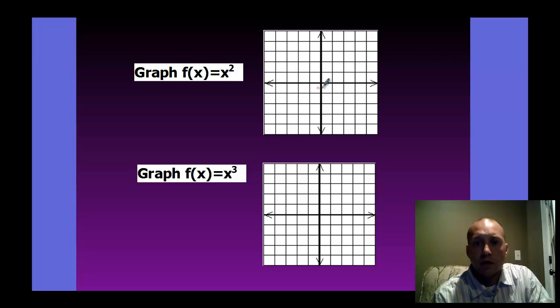x squared here, we should recall that the vertex is going to be (0, 0), and then we have (1, 1), (2, 4). I'm just plotting points. Again, you just plug them in if you don't know the pattern. So here's the parabola we get for that graph.